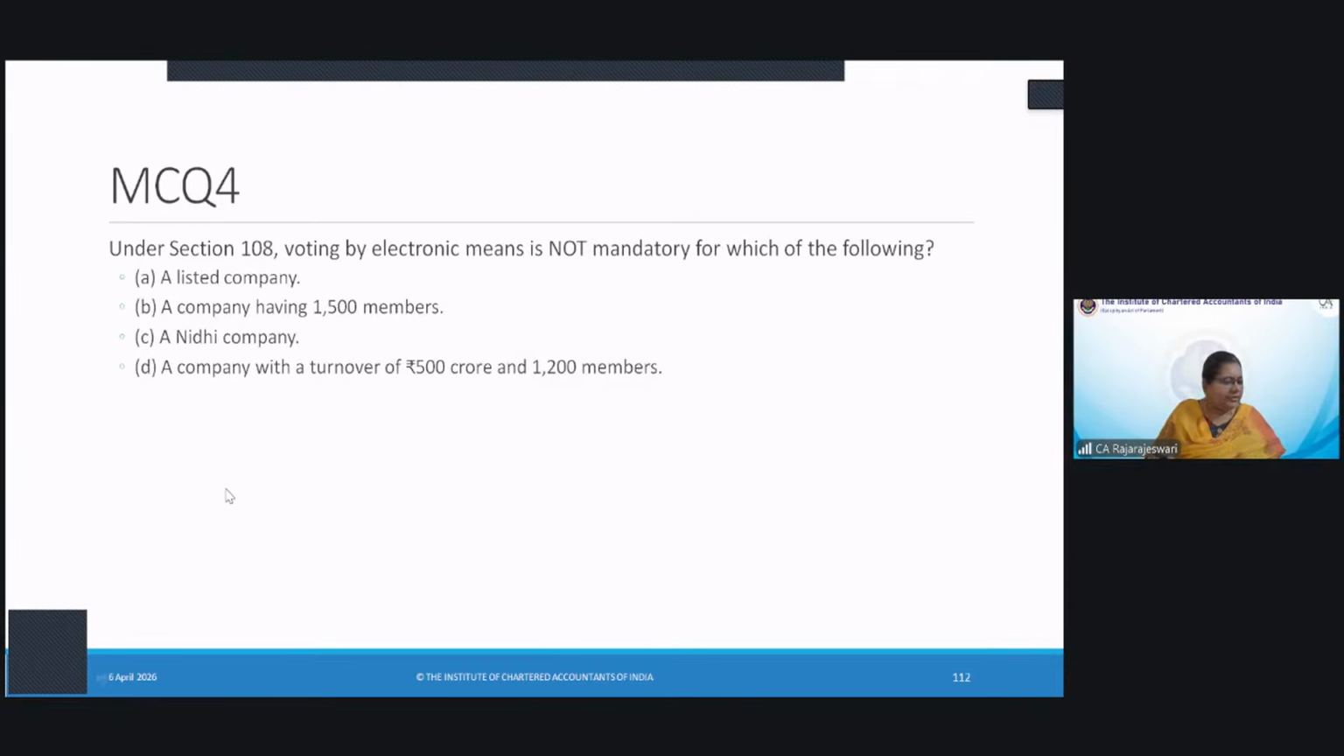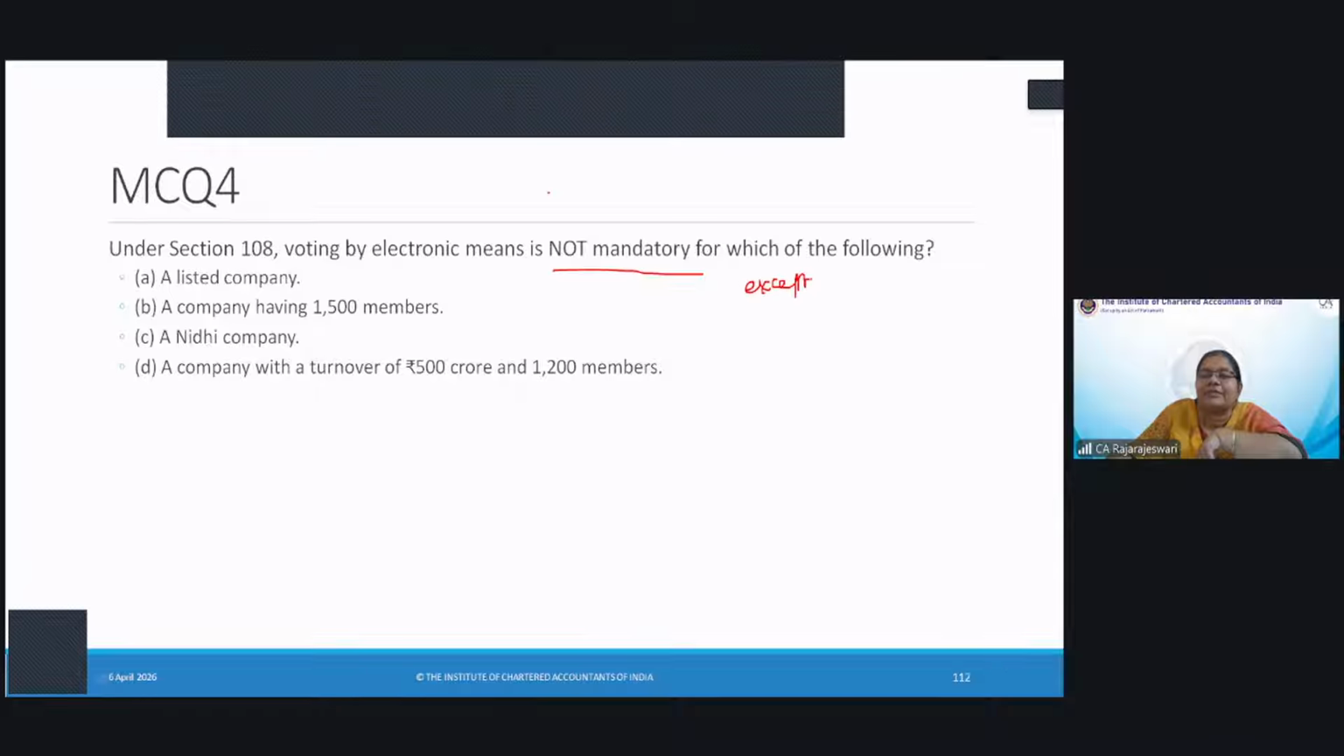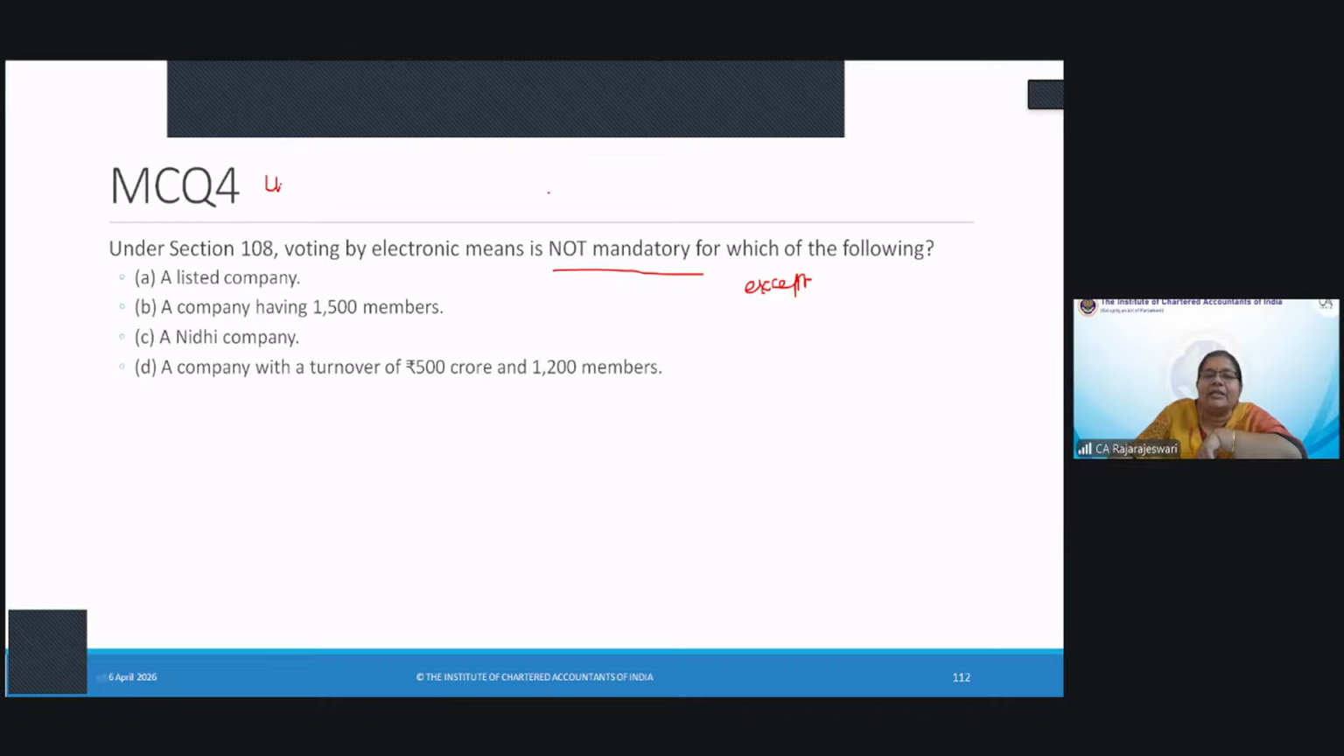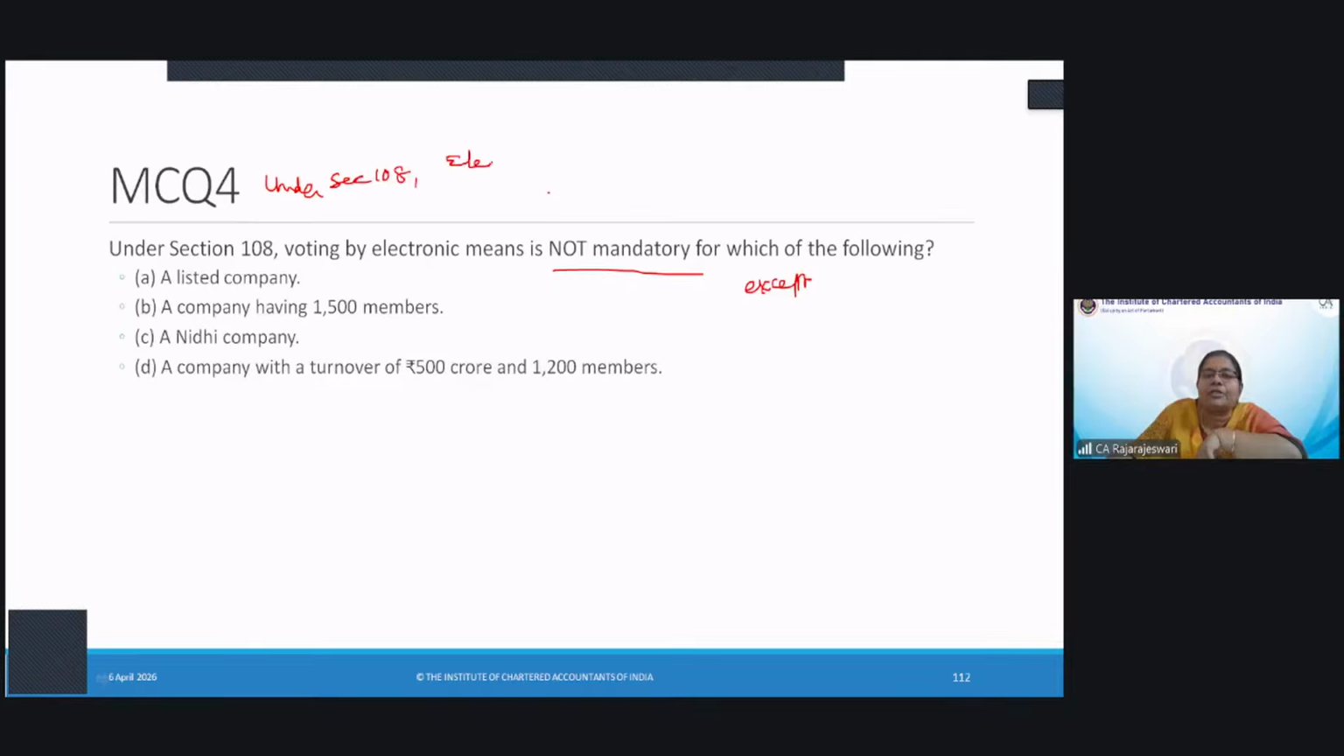Then, under section 108, voting by electronic means is not mandatory for which of the following companies? Not mandatory means need not be. For the others, it is a must. When they say not mandatory, I can even frame the question as: it is mandatory for the following companies except.